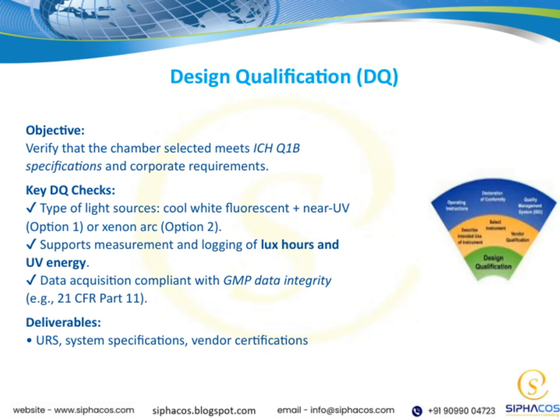When we talk about key checks during the DQ, one of the first things to consider is the type of light sources. We have two options. Option 1 involves cool white fluorescent lights combined with near-UV lighting, while option 2 is xenon arc lighting. Choosing the right light source is essential because it impacts the chamber's performance and compliance.